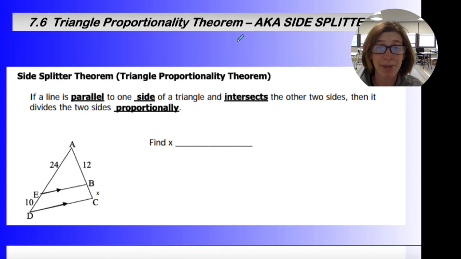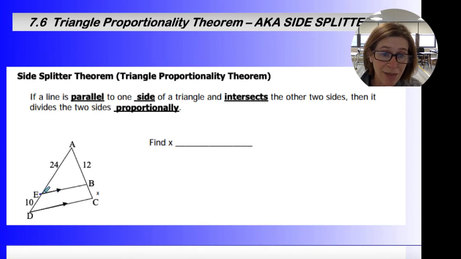I preface that because you might not remember all these proportions. So separating the triangles will always work. And I want you to know that you can completely do this by separating the triangles, okay? But the side splitter theorem basically says that if a line is parallel to one side of a triangle and intersects the other two sides, then it divides the two sides proportionally.